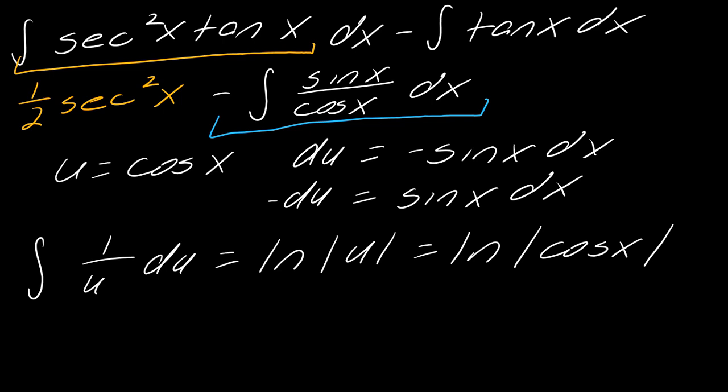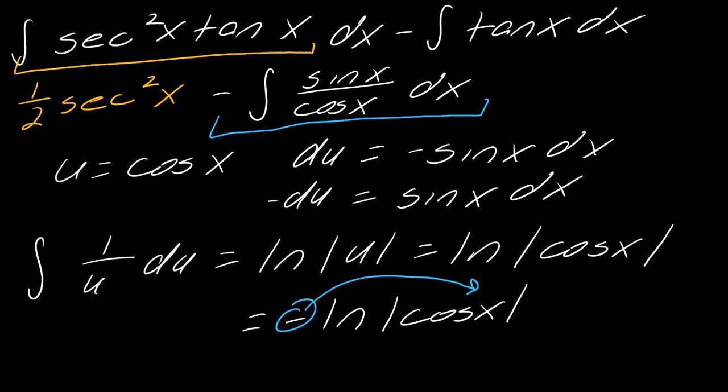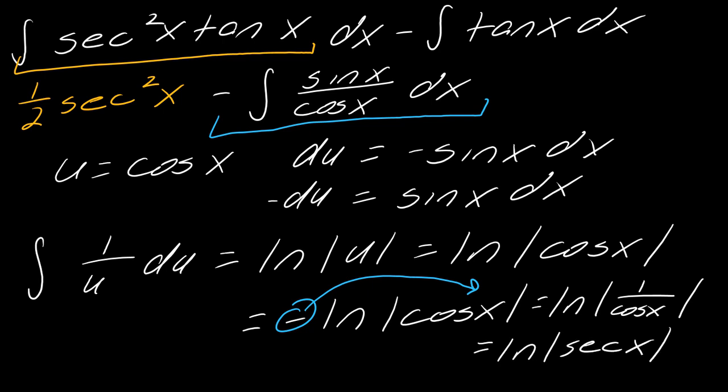But a lot of times if you look up what this integral actually is, the other value that you could get would be negative natural log of cosine x, which I can then use properties of logarithms to transfer into here, so that this becomes the natural log of 1 over cosine x, which is then the natural log of secant x.